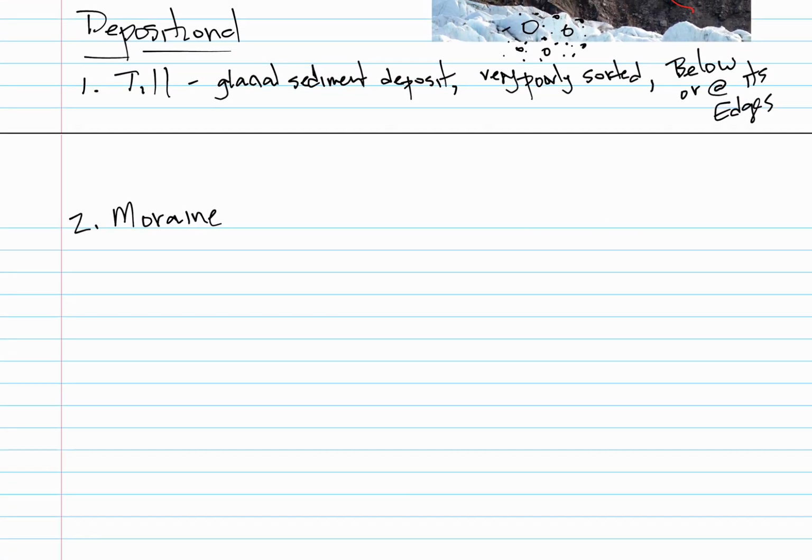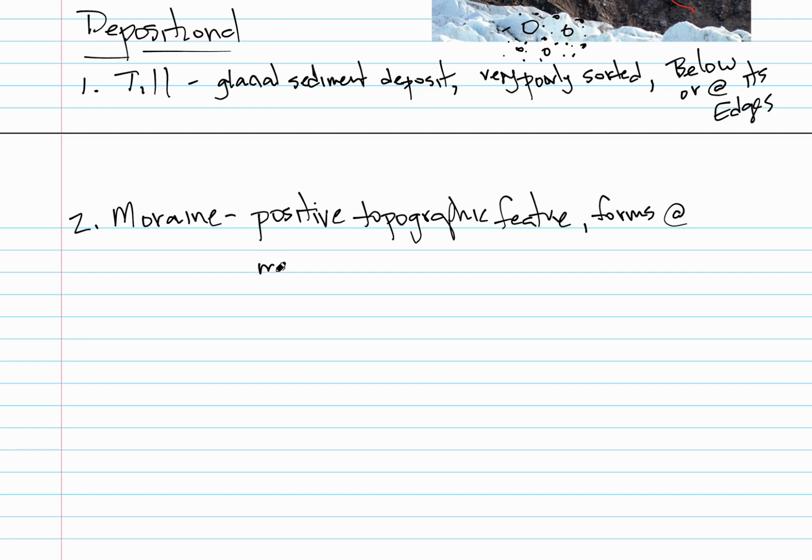Okay, now let's talk about moraines. A moraine is a positive topographic feature. It's a hill. A positive topographic feature that forms at the end. We might call it a terminus. So, a positive topographic feature that forms at margins, that's a better word, margins of a glacier. What they do is they mark the margin.